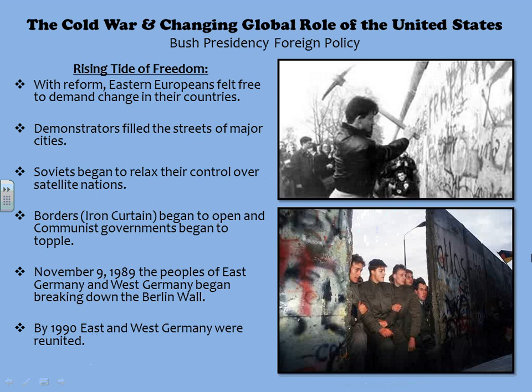So, with reforms underway in the Soviet Union, the peoples of Eastern Europe felt free to demand change in their own countries. These were countries that were most likely controlled by the Soviet Union. In Poland, shipyard workers won the right to form an independent labor union called Solidarity in August 1980. Elsewhere in Eastern Europe, demonstrators filled the streets of major cities, and as public pressure increased and Soviet controls relaxed, long-sealed national borders were opened and communist governments toppled. In late 1989, the Iron Curtain that had divided Eastern and Western Europe, again, that fictional line, began to crumble.